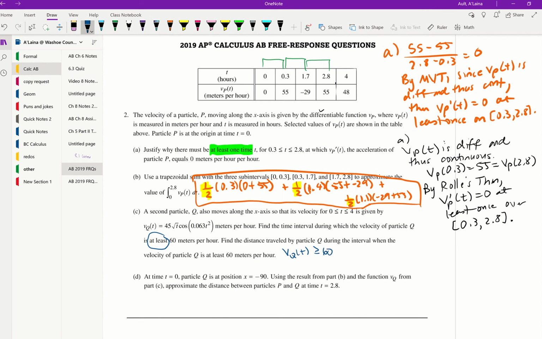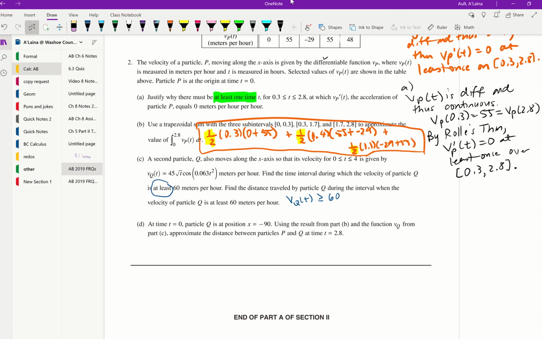So I'm going to do this graphically. I'm going to go ahead and graph the velocity function here, and then I'm going to use this velocity function to see where I'm above a height of 60. Hang on just a second. Let me pause this.